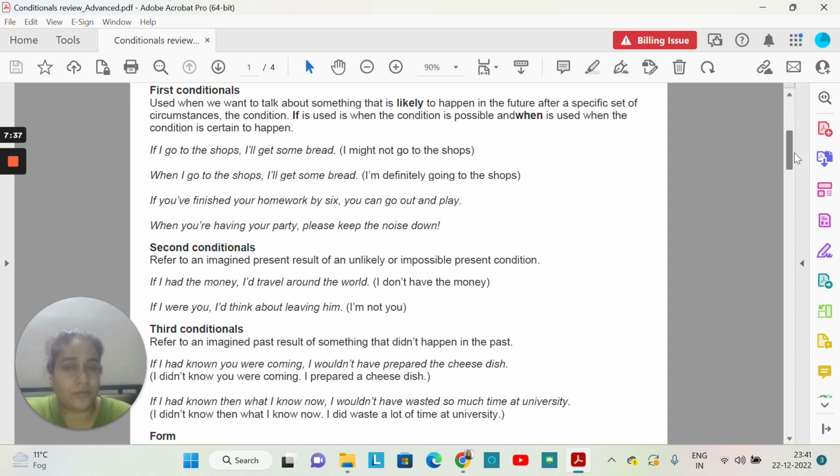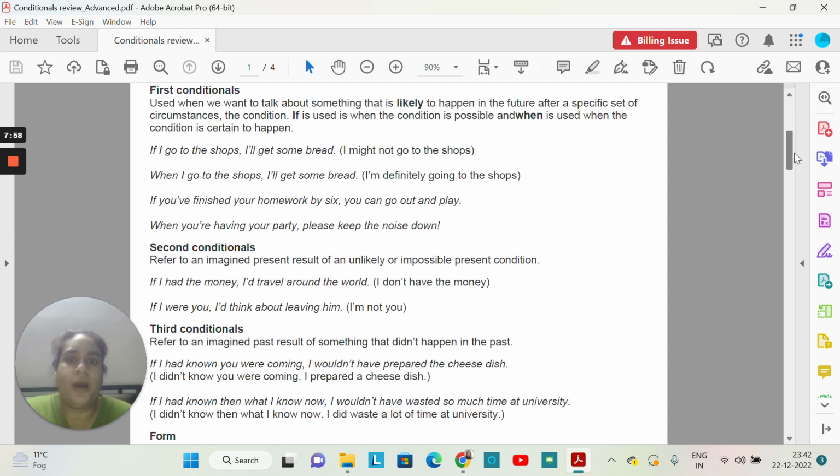If you have finished your homework by 6, you can go out and play. So again, it's a condition. Probably your mother said that line. If you finished your homework by 6, you can go out and play, which means if you have not finished your homework by 6, you're not going out and playing. You're not sure what will happen. It only depends upon you finishing your homework by 6.